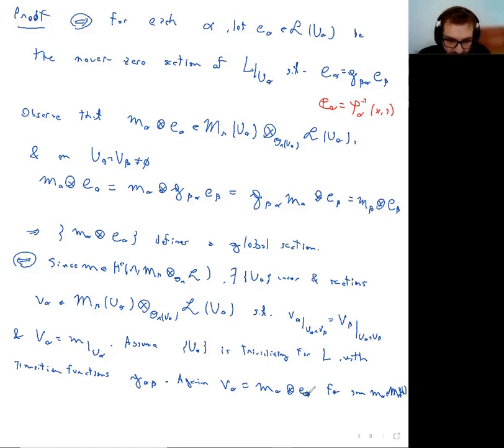It is because this e alpha is a basis, since it's never zero. So it's a basis of sections for L over U alpha. Whatever section you have on a trivializing set would be a holomorphic function times e alpha, but then the function part we can always send to the left. So it's simply a meromorphic function times e alpha, or some m alpha in here.